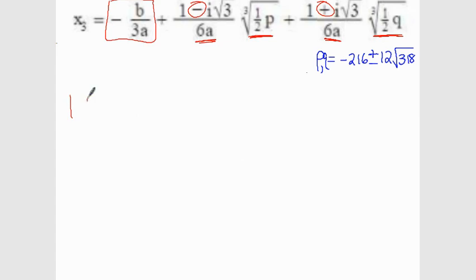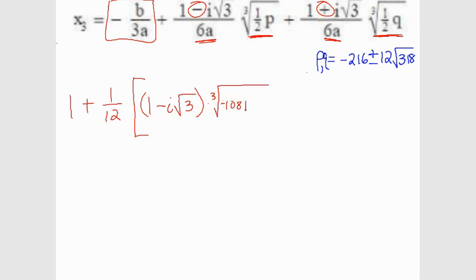It'll be 1 plus 1 over 12 bracket 1 minus i root 3 times the cube root of negative 108 plus 6 root 318, and then plus 1 minus i root 3 times the cube root of negative 108 minus 6 root 318. And those would be our solutions.